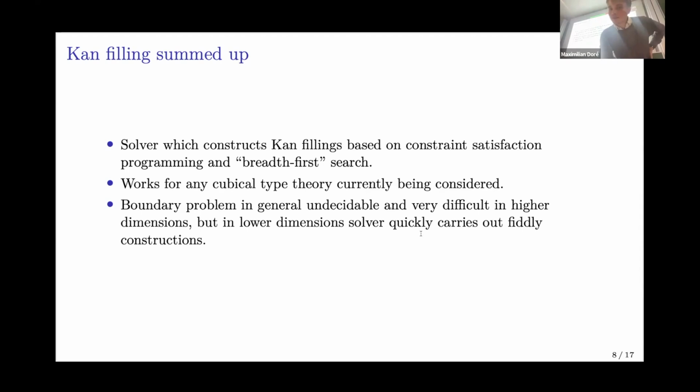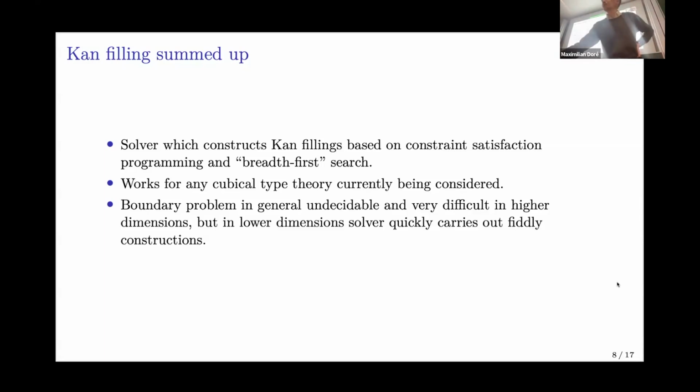This is really independent of the concrete flavor of cubical type theory. There's also redtt, which implements Cartesian cubical type theory, so it also works for this. And pretty much all the cubical type theories considered at the moment. It gives us a practical approach to these boundary problems, which in general are quite tricky and undecidable. So this is all we can hope for now.